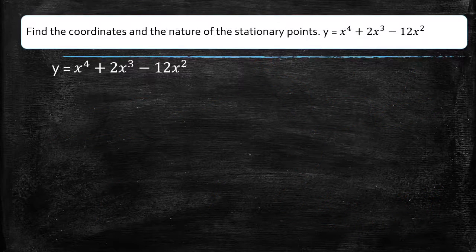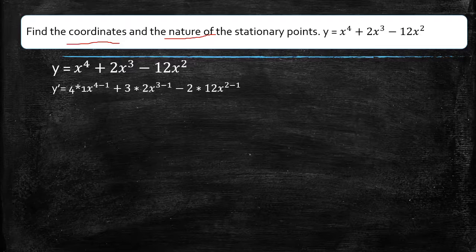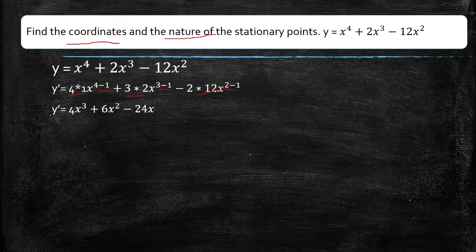Now let's move on to the second example. In the second example, we are asked to not only find the coordinates, but also the nature of the stationary points of the curve y equals x to the 4th plus 2x to the 3rd minus 12x squared. As we did in the previous example, our first step would also be to find the derivative of y. You would also use the formula in your formula booklet. Once you multiply and subtract everything, you're going to find that the derivative of y is equal to 4x cubed plus 6x squared minus 24x.